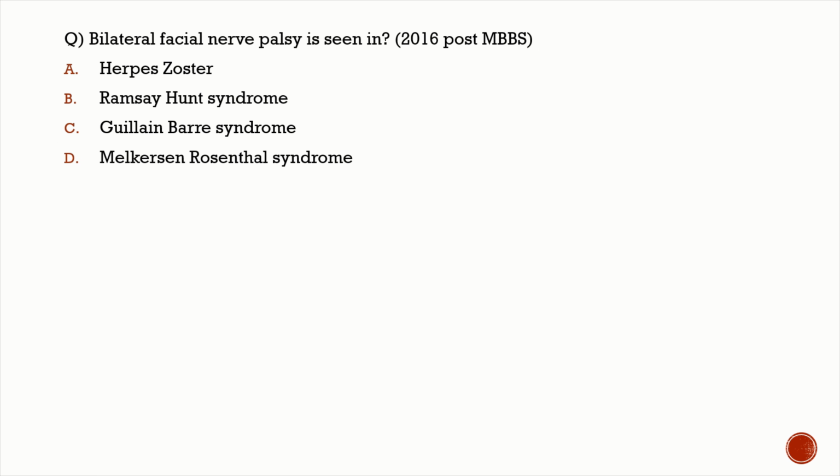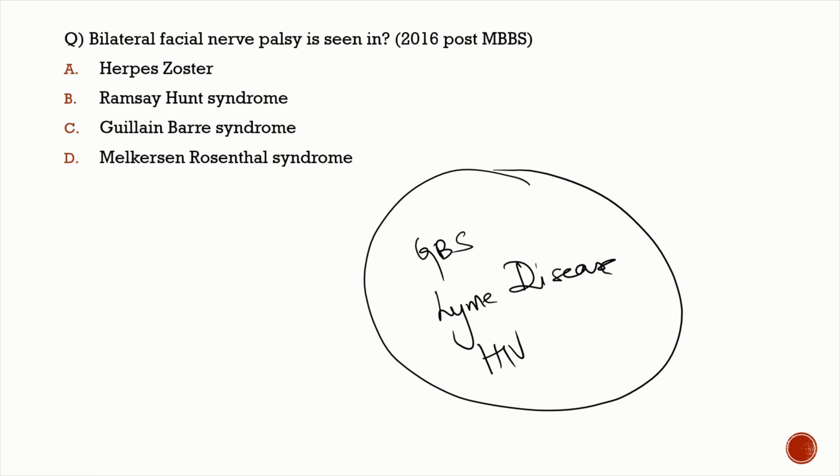Next, bilateral facial nerve palsy is seen in. Remember, there are 3 conditions that should come to your mind in bilateral facial nerve palsy. You should never forget. One is Guillain-Barre syndrome. Next, Lyme disease. And next is HIV. These 3 are very important causes of bilateral facial nerve palsy. So the answer over here is Guillain-Barre syndrome.